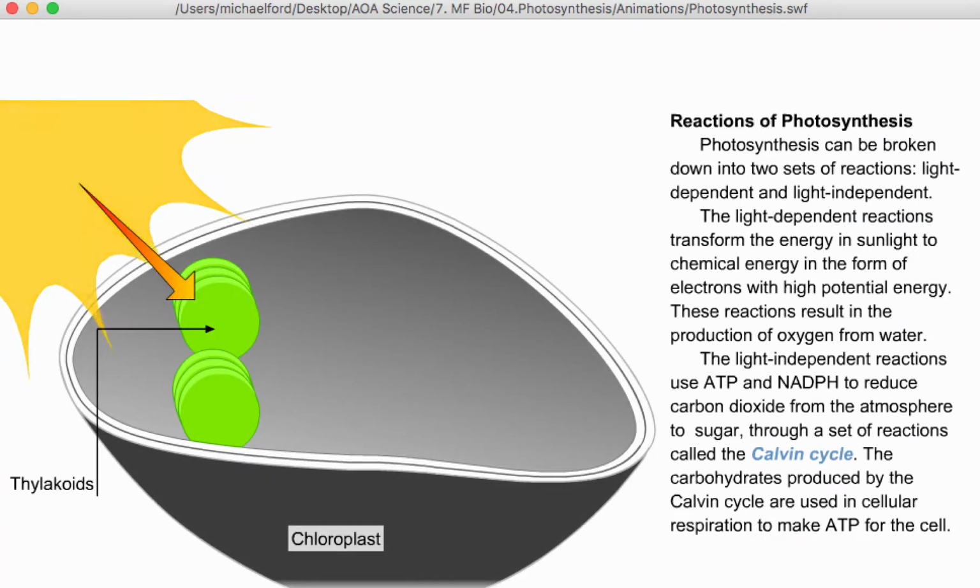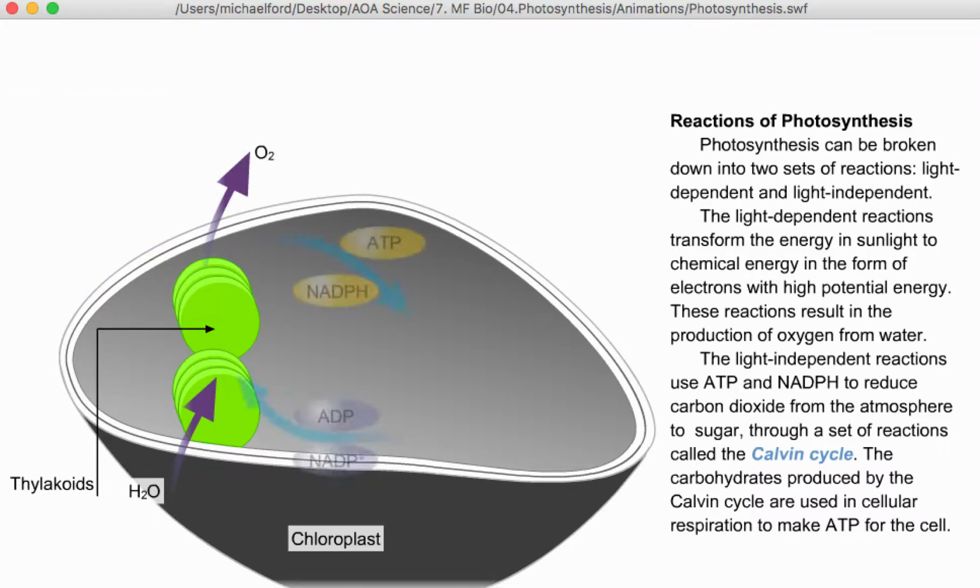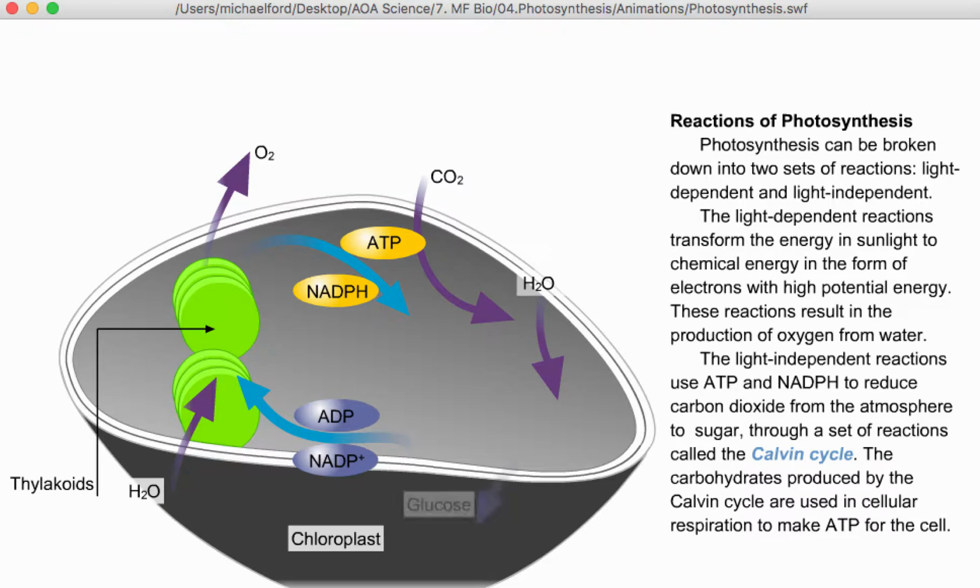Photosynthesis can be broken down into two sets of reactions, light-dependent and light-independent. The light-dependent reactions transform the energy in sunlight to chemical energy in the form of electrons with high potential energy. These reactions result in the production of oxygen from water. The light-independent reactions use ATP and NADPH to reduce carbon dioxide from the atmosphere to sugar through a set of reactions called the Calvin cycle. The carbohydrates produced by the Calvin cycle are used in cellular respiration to make ATP for the cell.